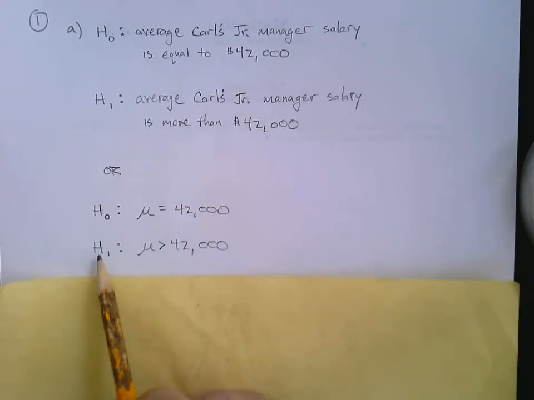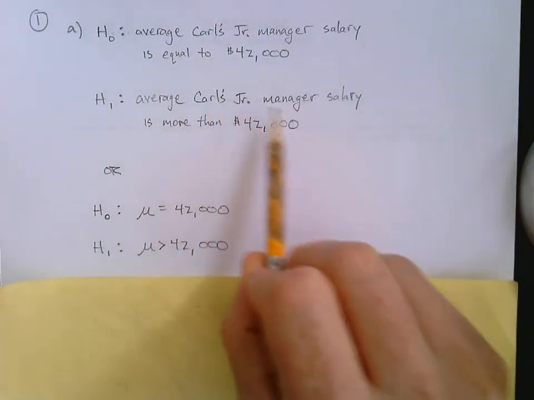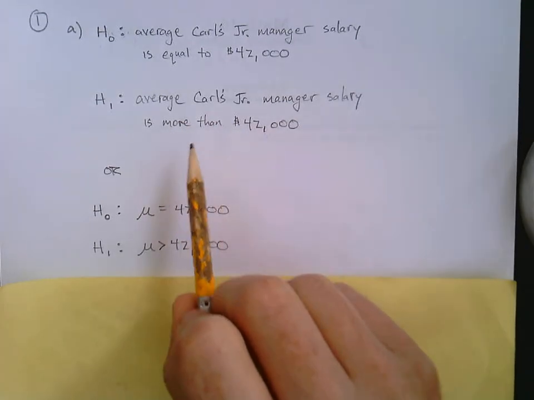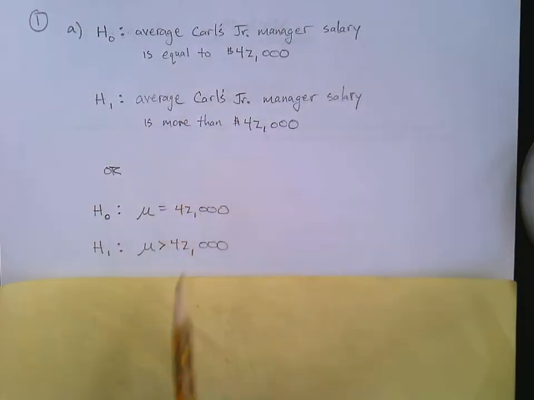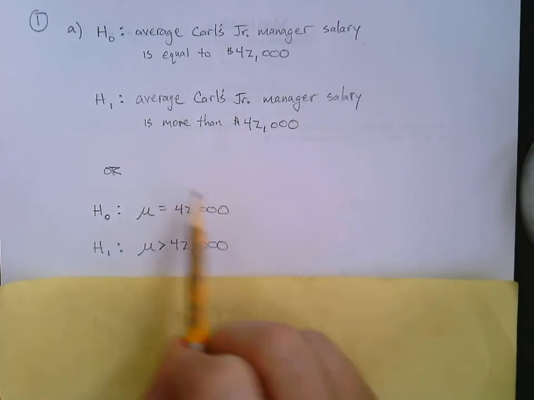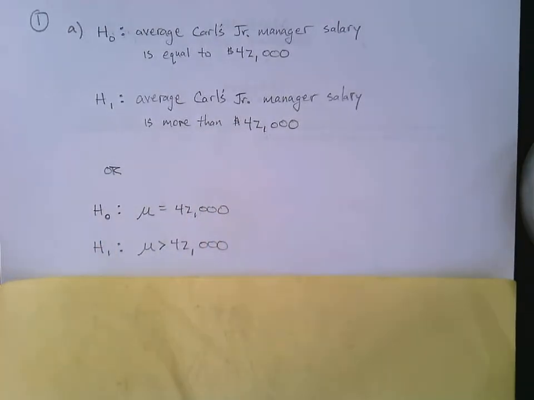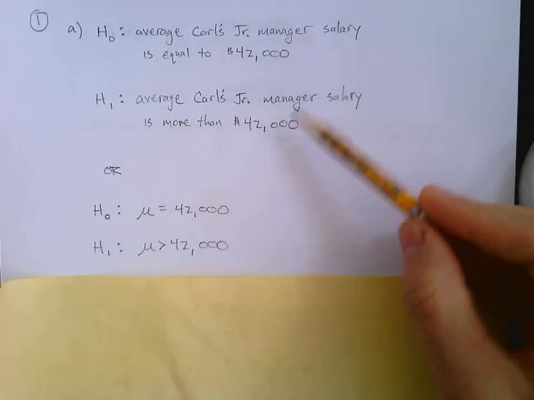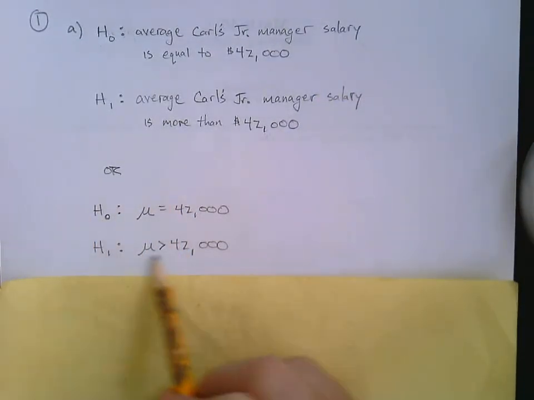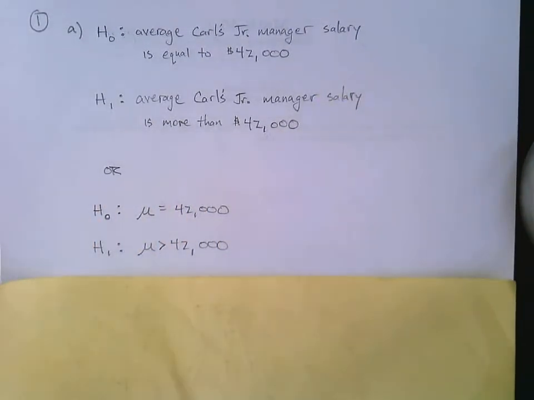Where the alternative, H1, well, that's when the Carl's Jr. manager averages more than 42,000. So we'll say mu greater than 42,000. I highly recommend writing it in this style. That's the way I'm going to be doing it for all of these. Certainly nothing wrong with writing it out in words, but this is even going to be helpful for the formulas and things that we see a little bit later.